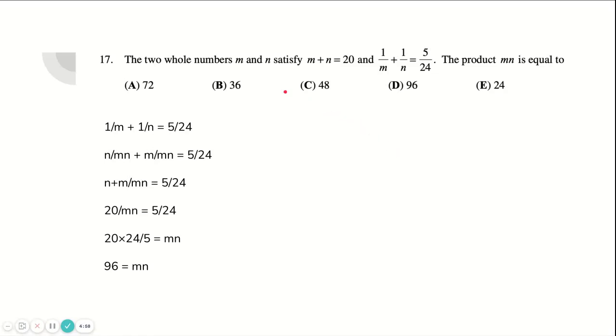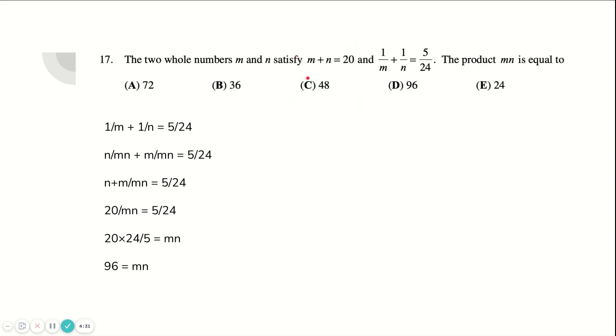This is the third part of the 2004 Cayley test for the Waterloo math contests. And this is question 17. Question 17 says two whole numbers m and n satisfy m plus n equals 20 and 1 over m plus 1 over n equals 5 over 24. The product mn is equal to.